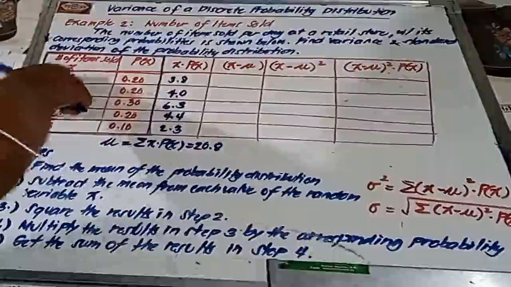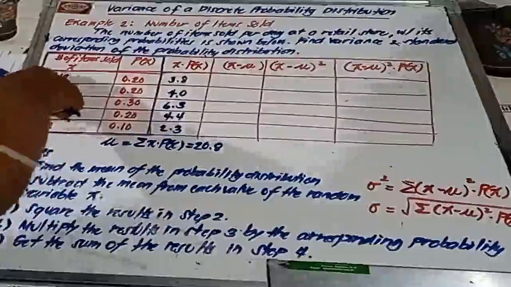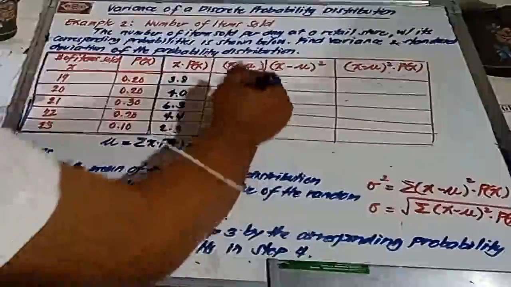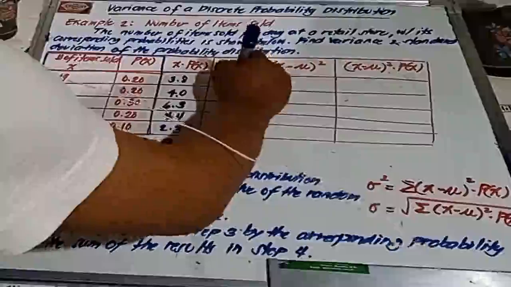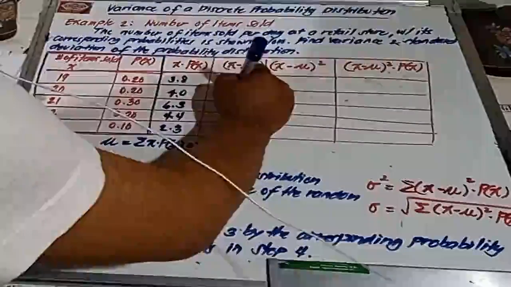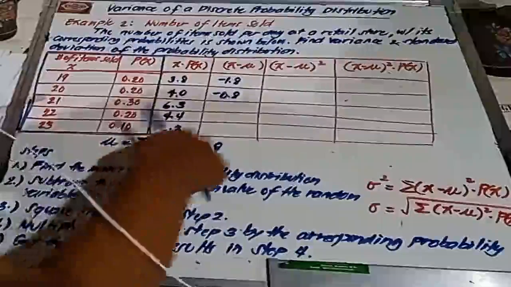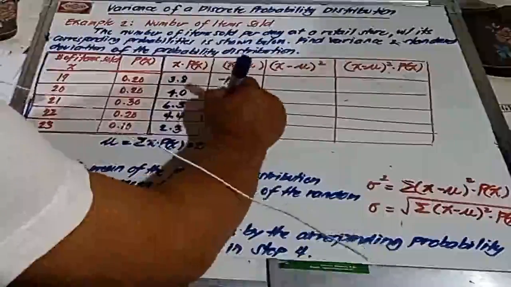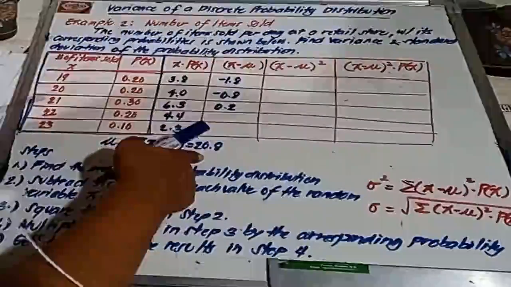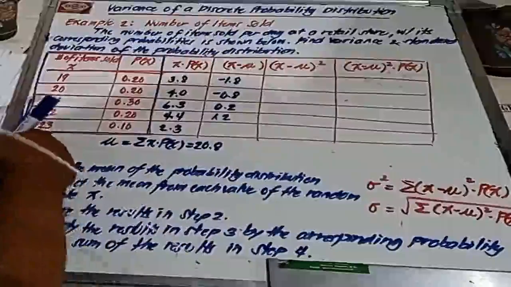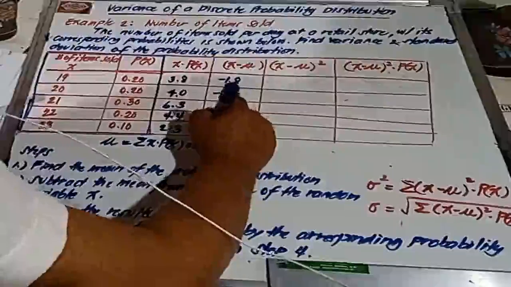The next step is subtract the mean from each value of the random variable x. So 19 minus the mean, 20.8. That is negative 1.8 here. 20 minus 20.8 is negative 0.8. 21 minus 20.8, that will be 0.2. 22 minus 20.8, that is 1.2. 23 minus 20.8, that is 2.2.